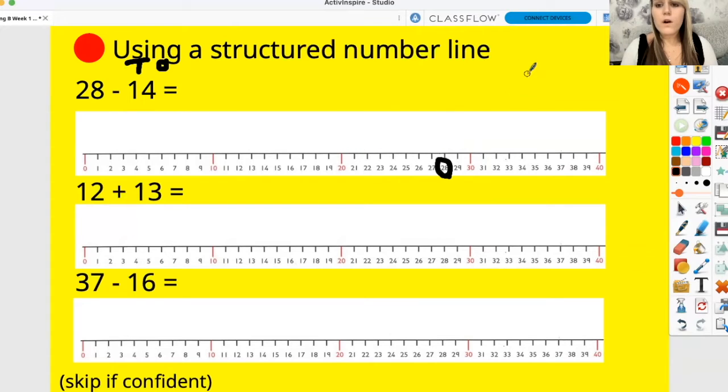So if I've got 28, I've got 8 in the ones column. So I'm going to be looking for an 8 in the ones column. And if I've got 2 10s and I take away 1, I'm left with 1 10 and my 8 ones. So I'm looking for 18. Circling that and then drawing my 10 jump.